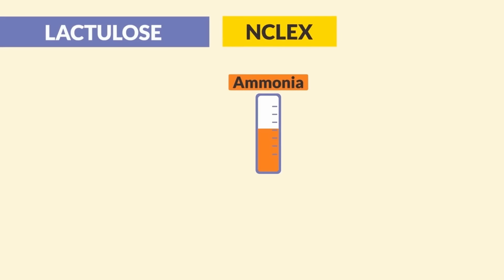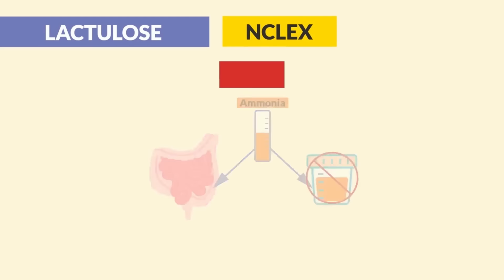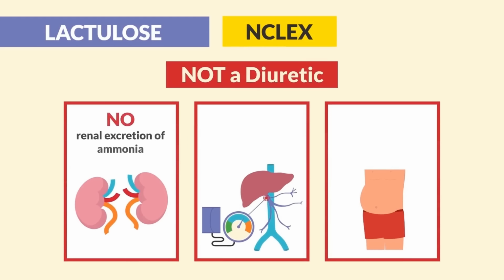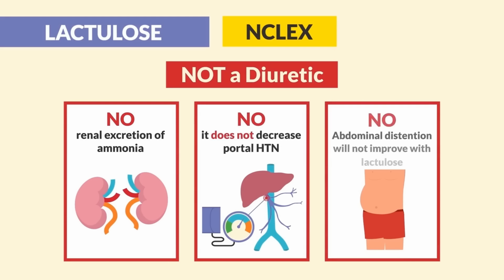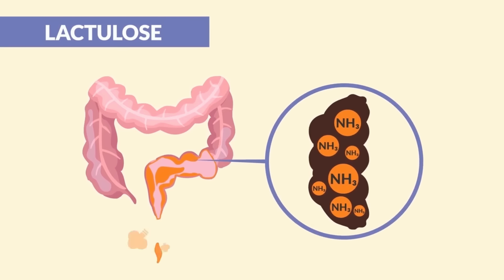Now some common distractors on the NCLEX. Ammonia levels decrease via the bowel. Guys, not the urine, since it's not a diuretic. So no renal excretion of ammonia. And no, it does not decrease portal hypertension. And no, guys, abdominal distension will not improve with lactulose. Again, it helps us lose the ammonia in lactulose via those loose bowels.